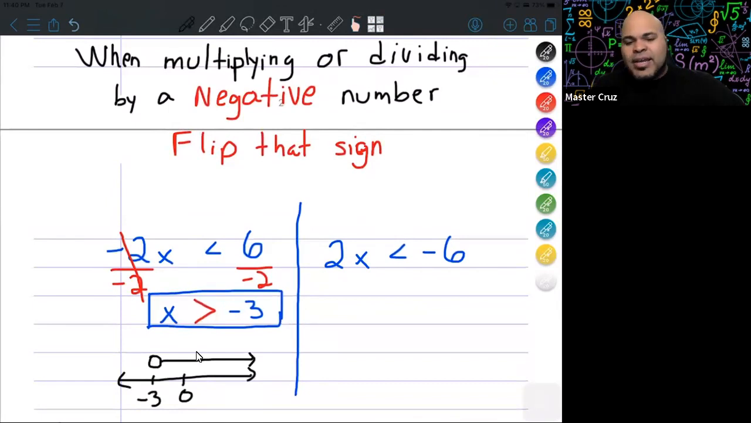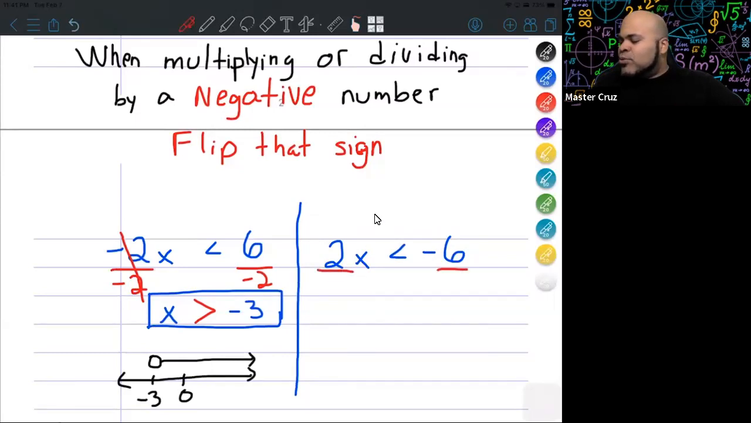To the right-hand side. So you have two different ways to know if I'm shading to the left or to the right. Now look at the problem on the right-hand side. Very similar, but this time the 6 is negative. So 2x is less than -6. How can I get the x by itself? Well, I'm going to have to divide by 2.